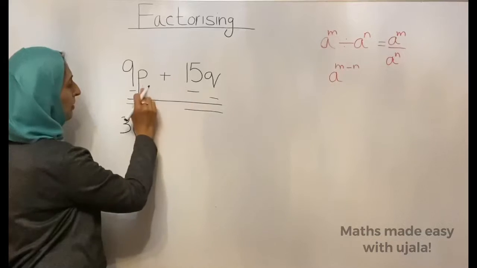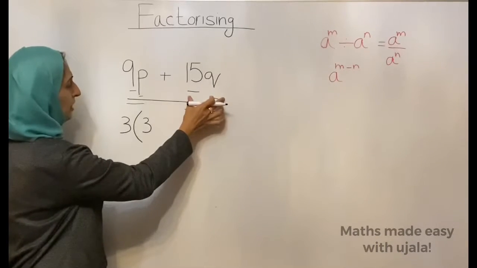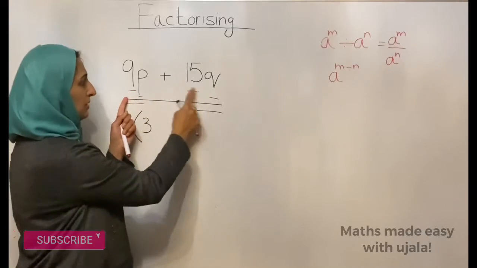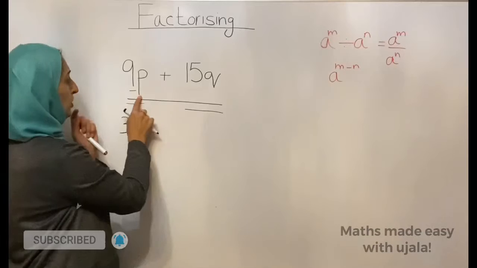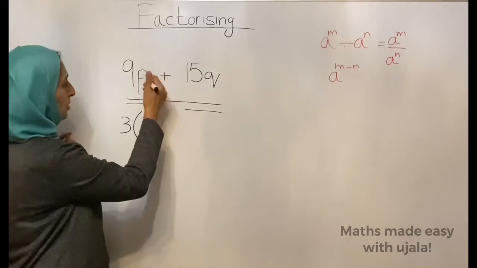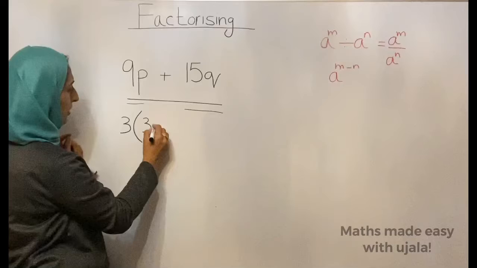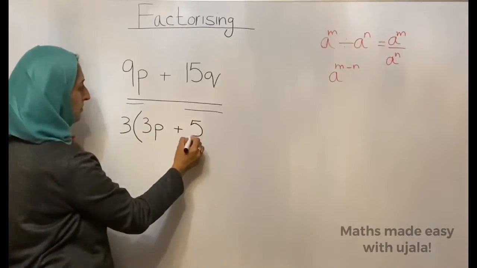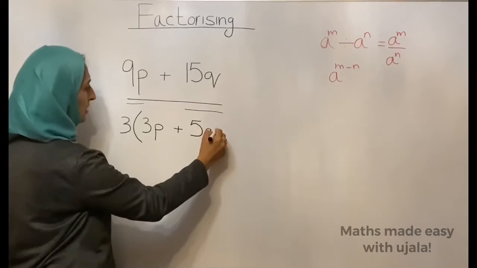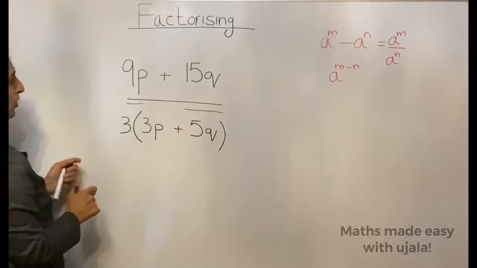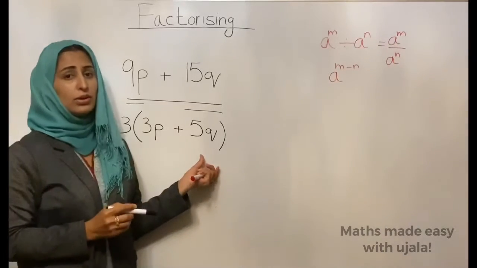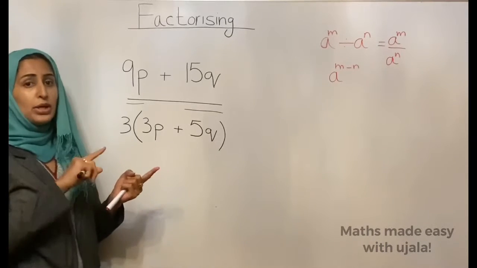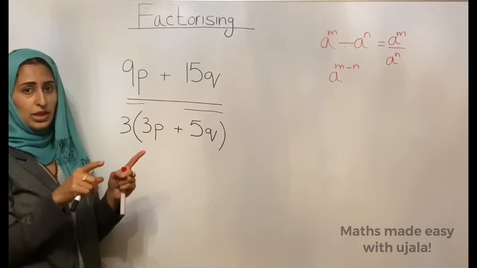In 9p and 15q, you have to find, is there any letter common in both terms? In this question, I don't have any common letter in both terms. So they are the leftovers. P coming here, plus 5 times 3 is 15, and Q is coming because there is no common factor for Q. So at the end, you can check your answer as well by using the expanding brackets method, because factorization is totally opposite to expanding brackets.